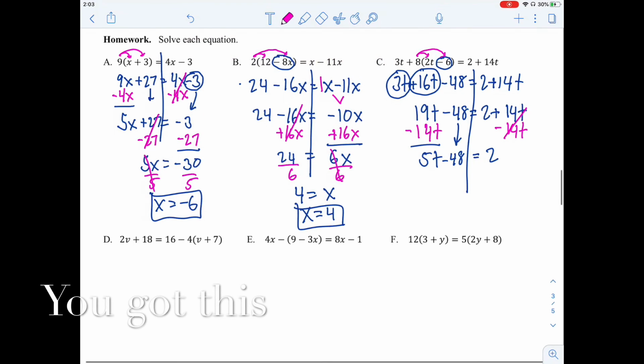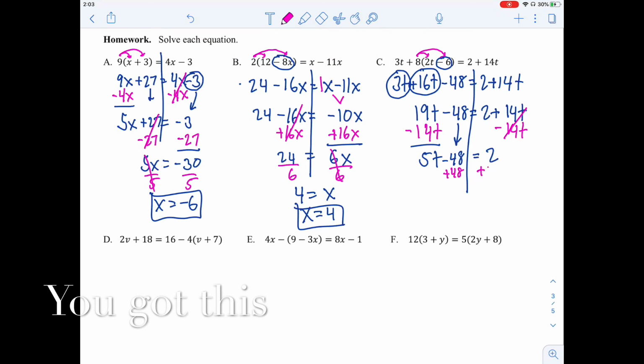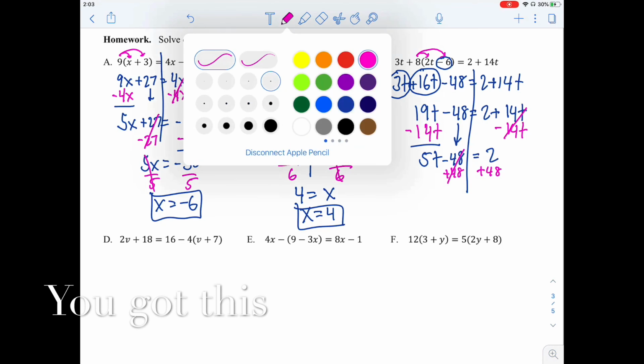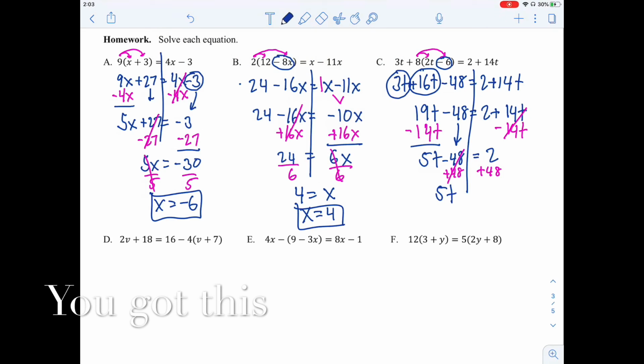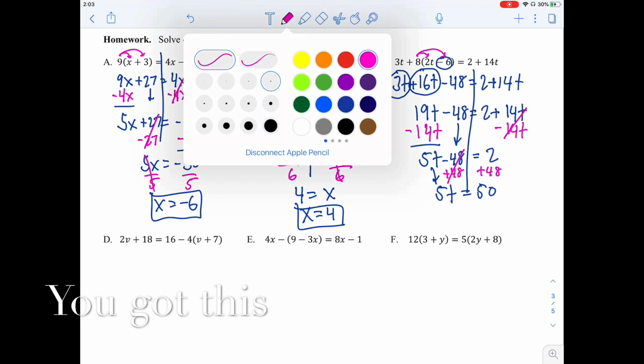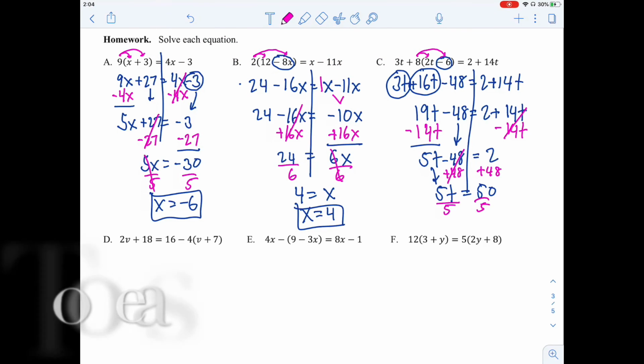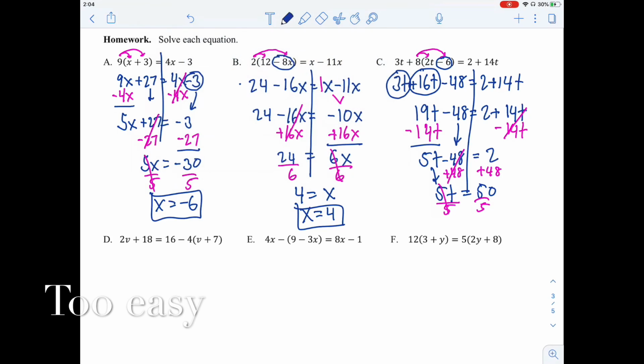Now we have a two-step equation. Add 48, add 48. Bring down 5t. 2 plus 48, 50. Divide by the coefficient 5 to get our final answer. T equals 10. Right, so same process.